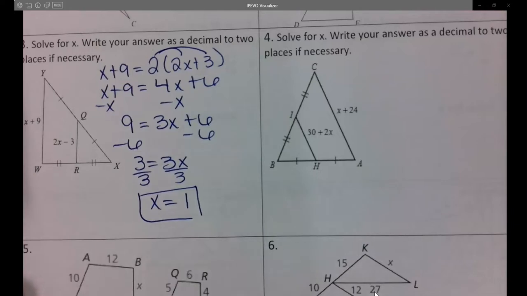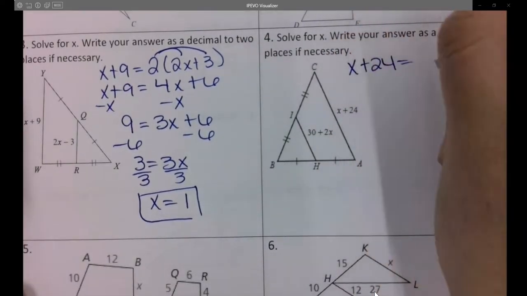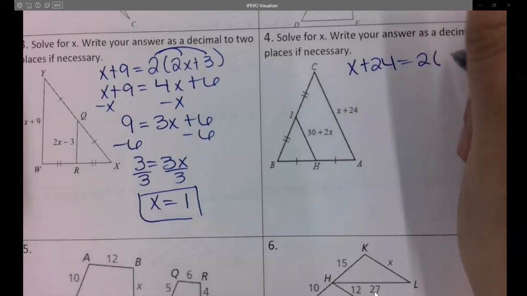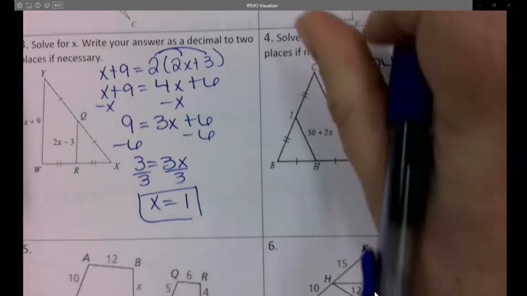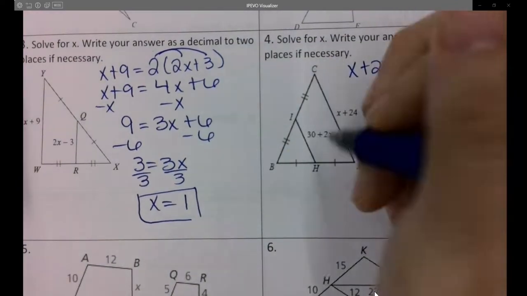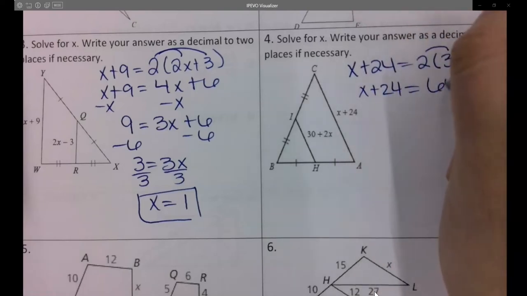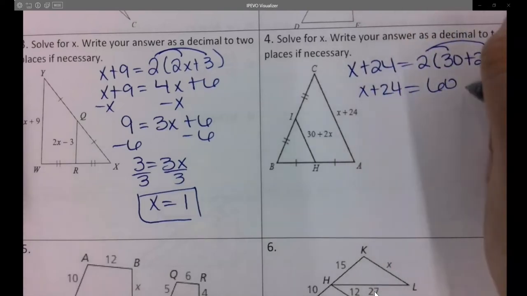So number 4 is going to work similarly. x plus 24 is my bigger side. And then I have 2 of the middle pieces that will make up this full length of the longer one. So I have 2 times 30 plus 2x. Then I want to go ahead and distribute that 2. So I have x plus 24 still on the left. 2 times 30 is 60. 2 times 2x is 4x.